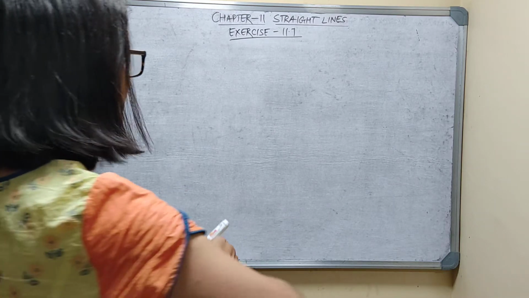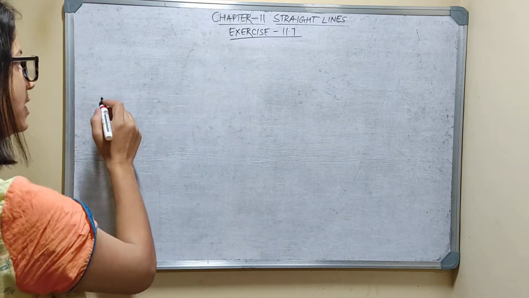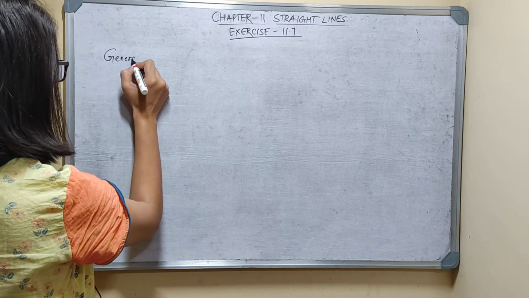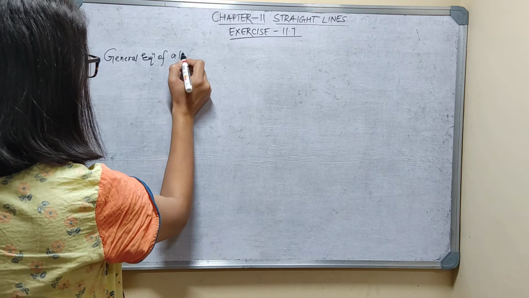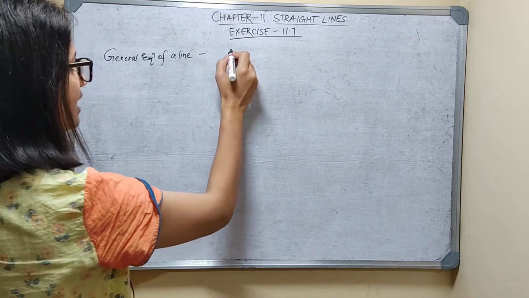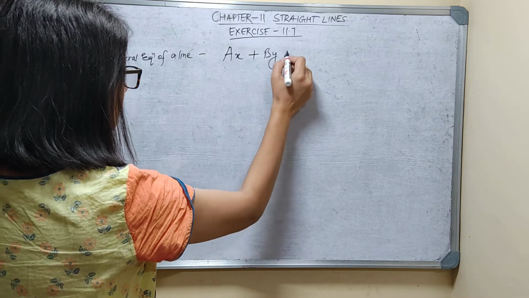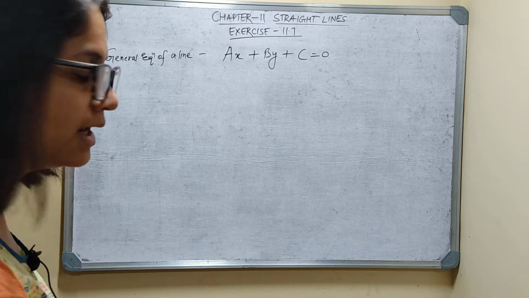Exercise 11.7. Some basics we will learn, which we will use in exercise 11.7. First, I will tell you what we mean by the general equation of a line. If a line is given in this form, ax plus by plus c is equal to 0, this is called the general equation of a line.